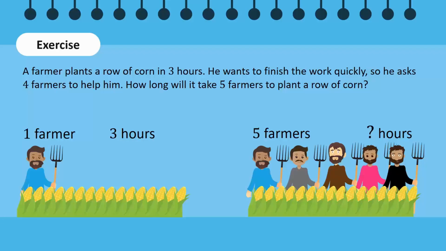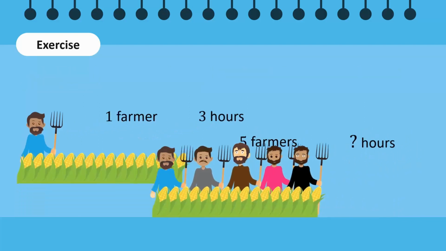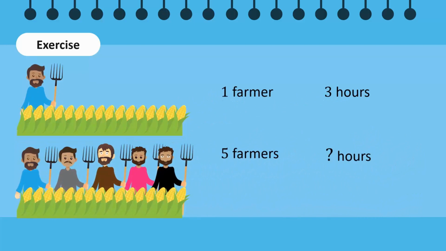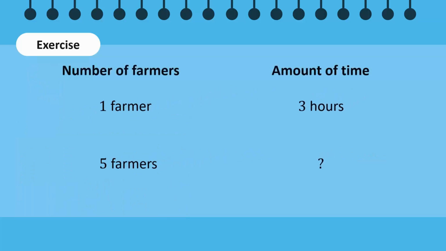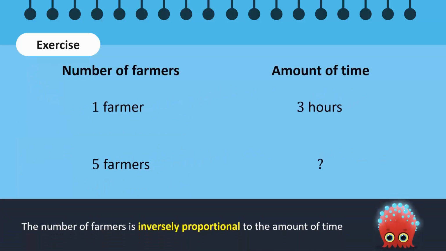Now take a minute to solve this problem. Let us review. One farmer takes 3 hours to plant a row of corn. So, 5 farmers will take less time to plant the same row of corn. In other words, the number of farmers required to plant a row of corn is inversely proportional to the amount of time needed to finish the job.